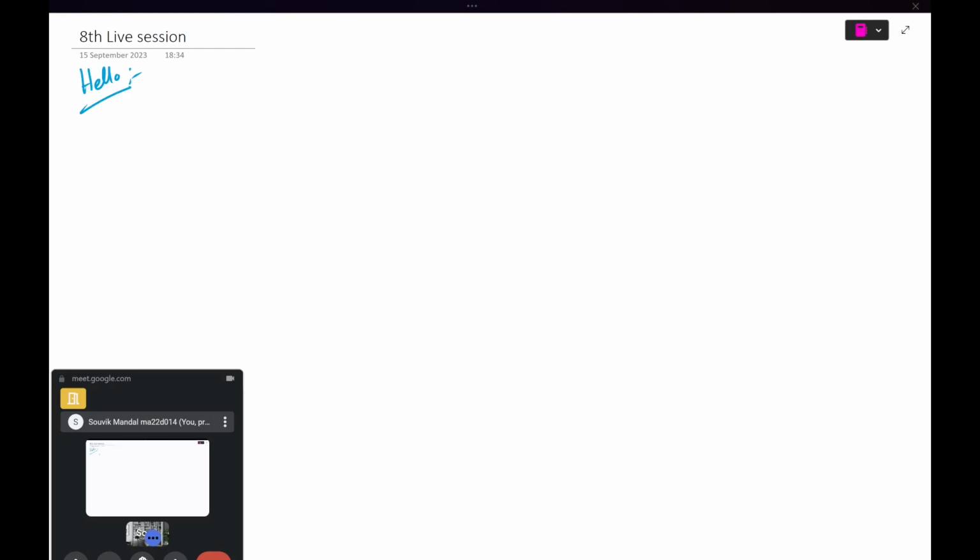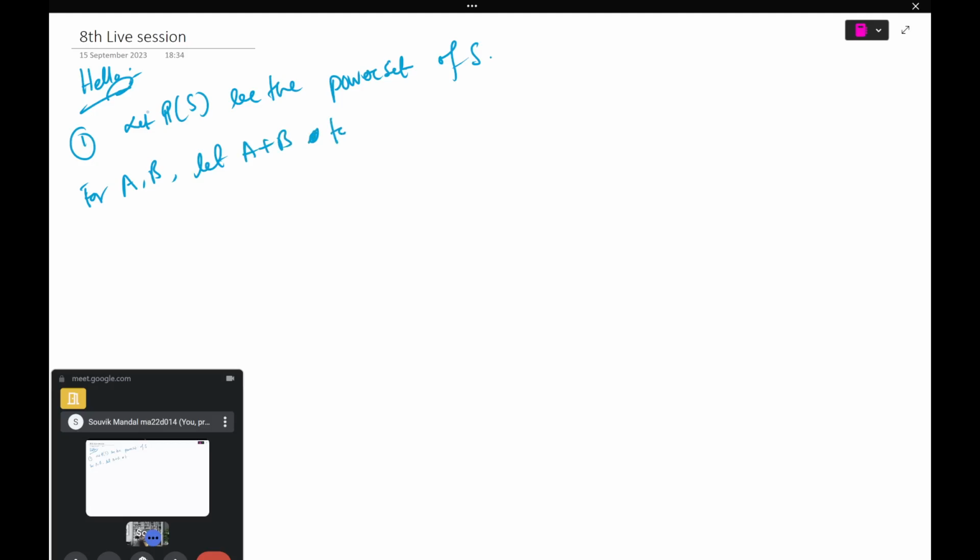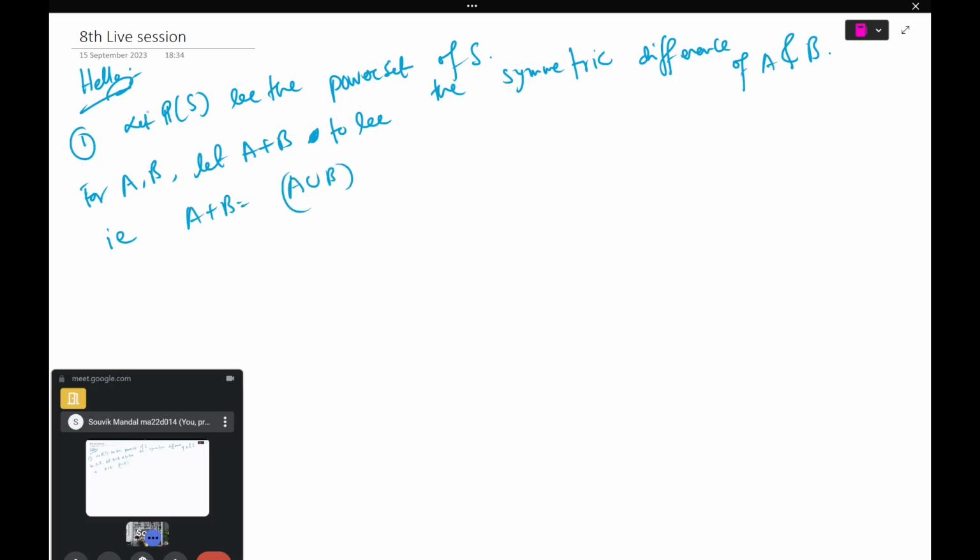So let's start. So the first question is: let P(S) be the power set of S, and for A, B we define A plus B to be the symmetric difference of A and B, that is, we are defining A plus B, and A dot B to be the intersection of A and B.